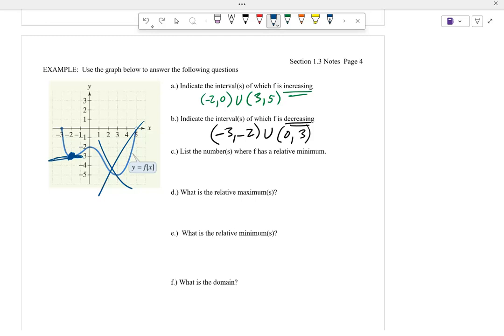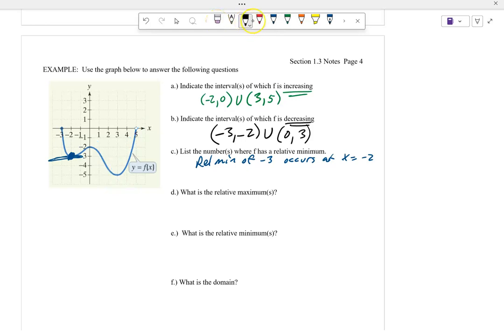Not on the entire graph. I just am looking for, do I have a bottom of a valley somewhere? Right? That's a relative minimum. So I have a relative minimum of, that's the y value, -3. Where does it occur? It occurs when the x value is -2. Okay, so that's that first one.